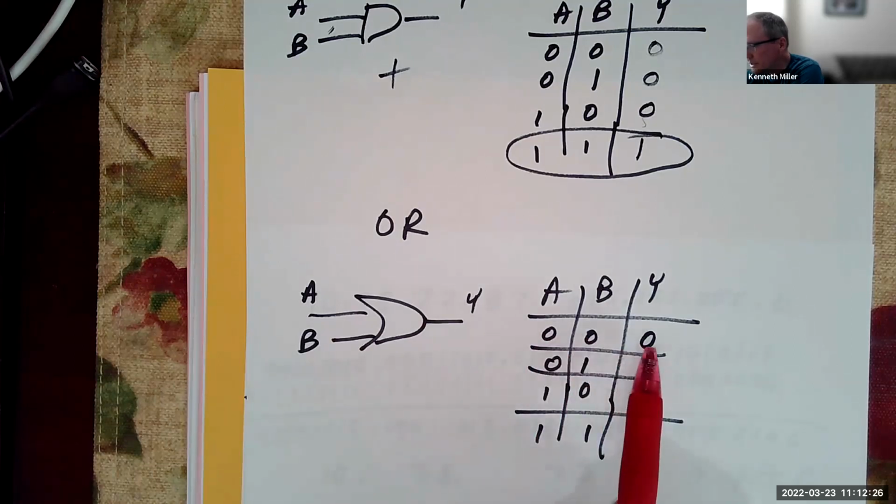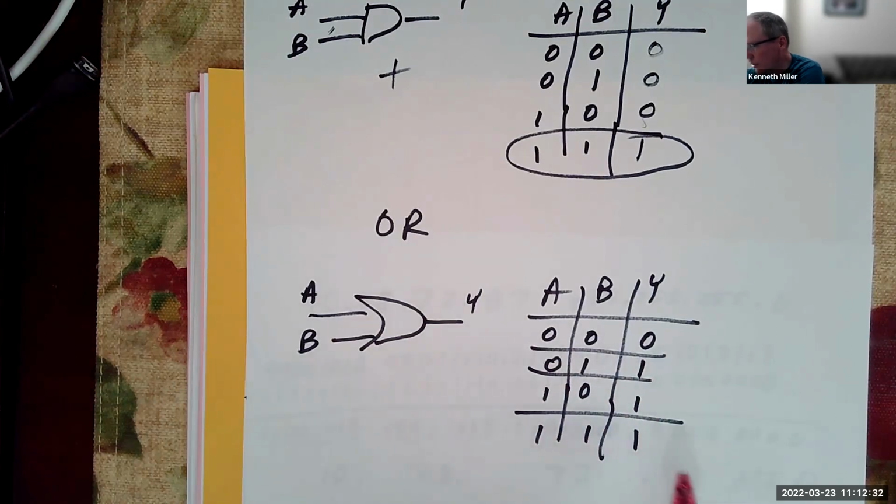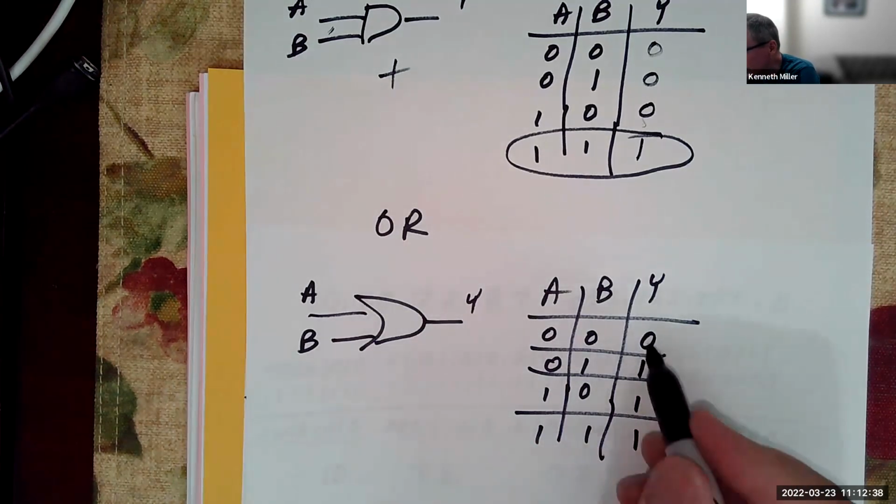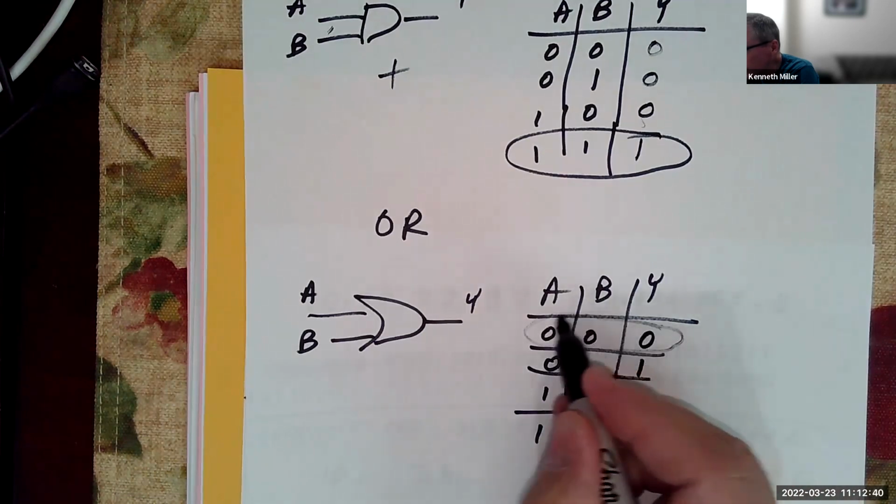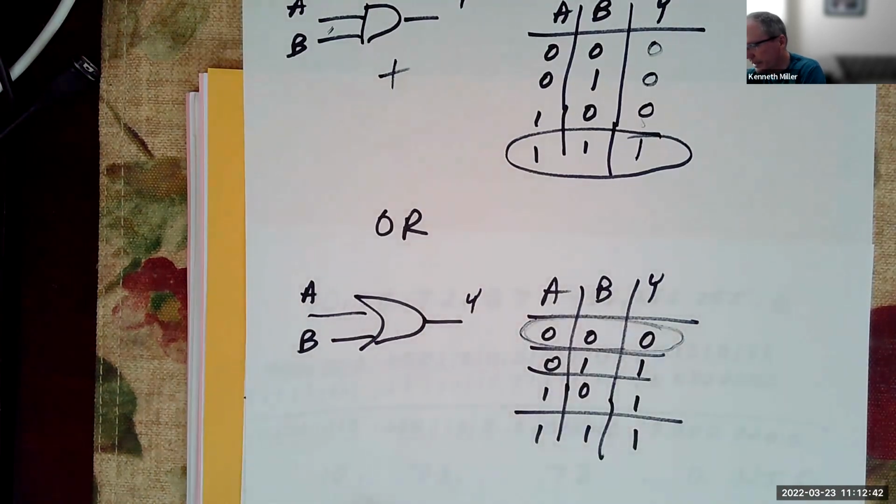0 or 0 is 0. 0 or 1 is 1. 1 or 0 is 1. And 1 or 1 is 1. So we notice the only time this is not true is when both of our inputs are zeros.